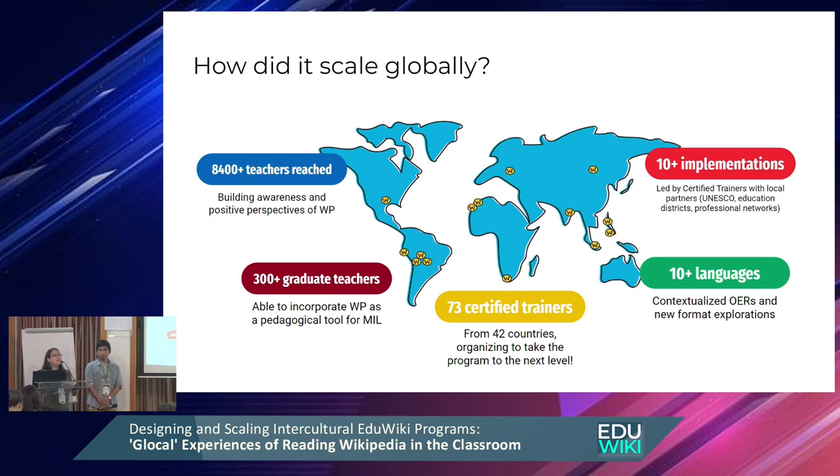And these trainers themselves have also translated and localized the resources so that they can better respond to their context. We now have these open educational resources translated in more than 10 languages in the shape of complete modules of the program, but also quick booklets and training slides and even more educational resources like videos and infographics and resources that you can print and bring to the classroom. So this is kind of what it looks like globally.